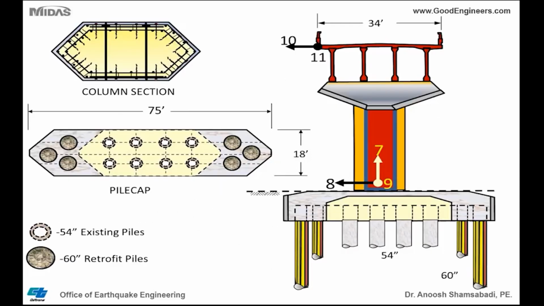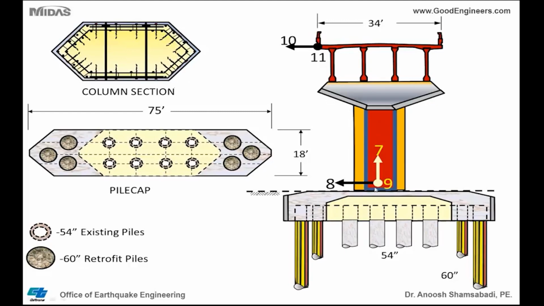So here is another schematic of the main pier. Very complicated structure. These existing columns or piles are hollow. Then we have the retrofitted piles, which are 60 inches in diameter. Existing are 54 inches diameter hollow. The column was retrofitted also, which there's not enough time to really explain all these.